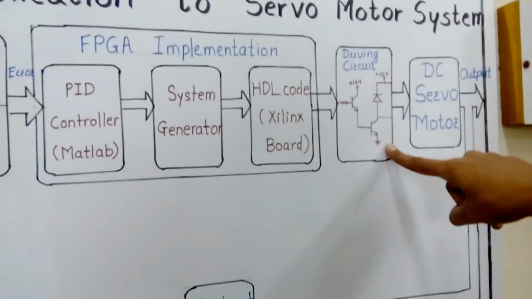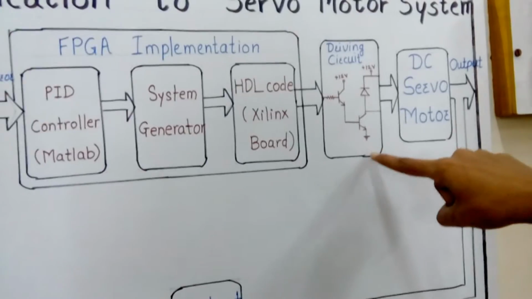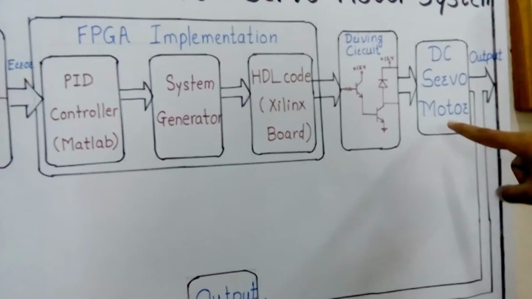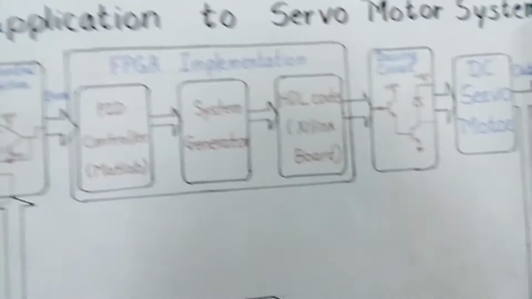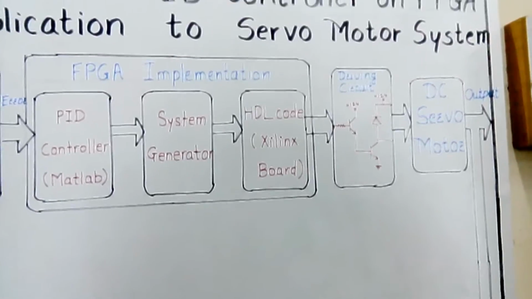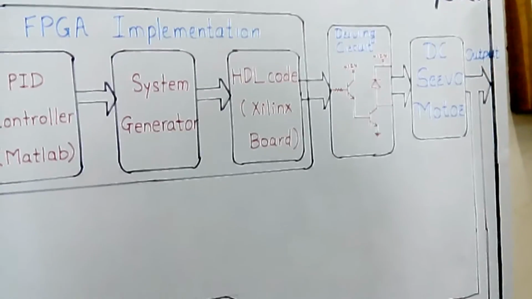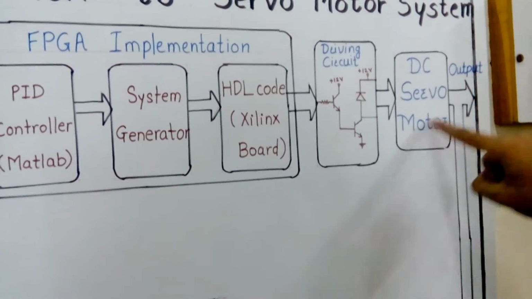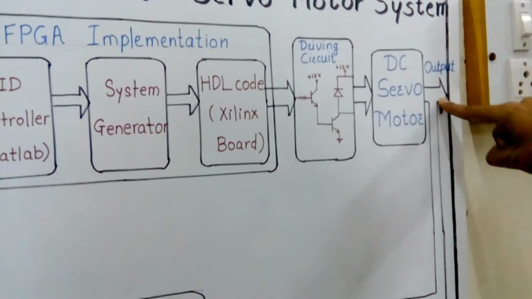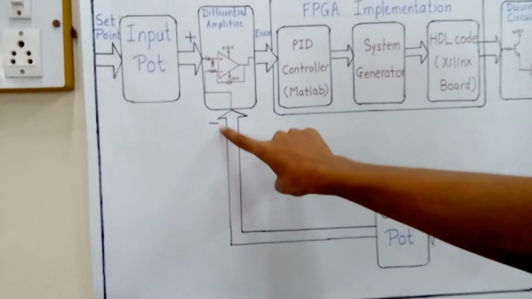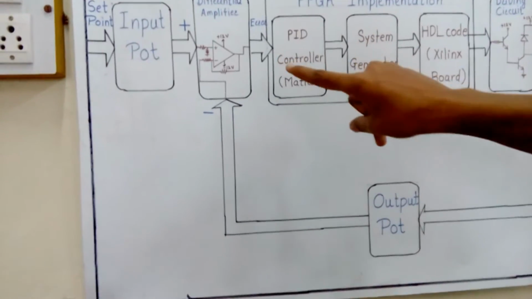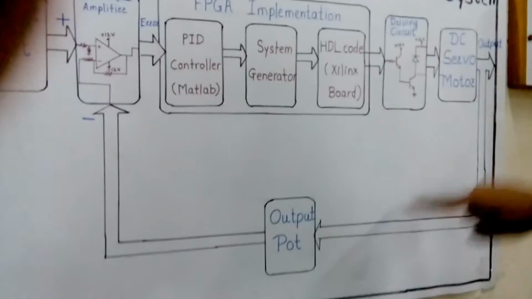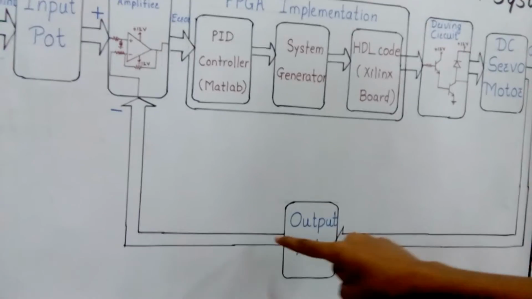Driving circuitry is used to boost the current. We use a DC servo motor. A DC servo motor requires high current to drive, but our model gives low current, so a Darlington pair configuration is used to boost the current. Then the DC servo motor gives output in the form of angle, but we want feedback in the form of voltage to give to the differential amplifier. So this output port is used to convert the angle to voltage.